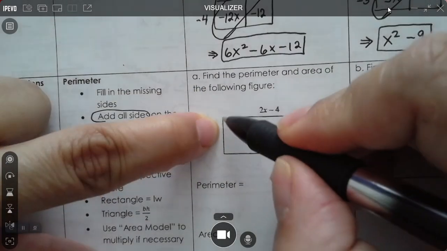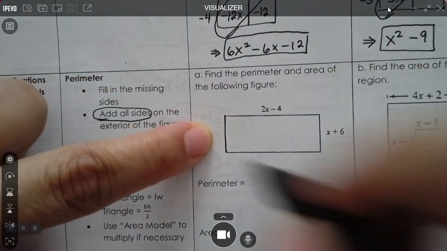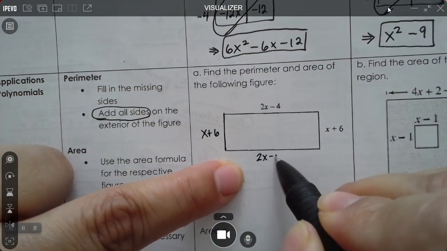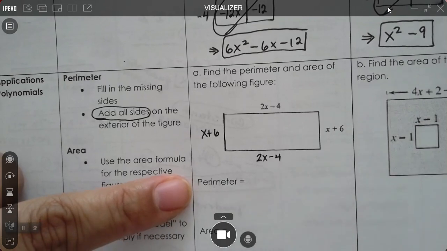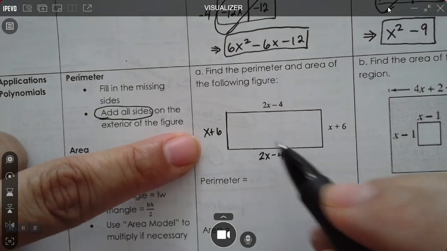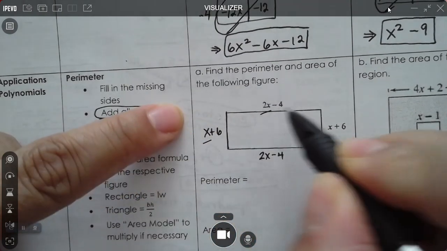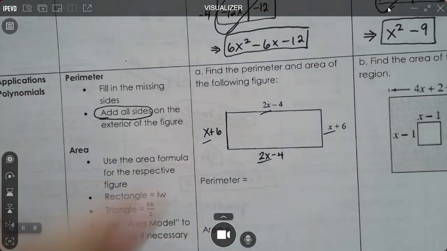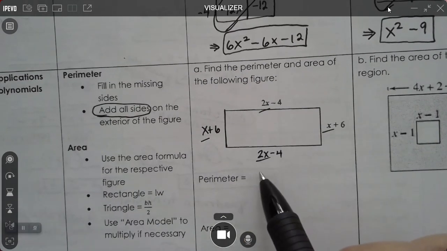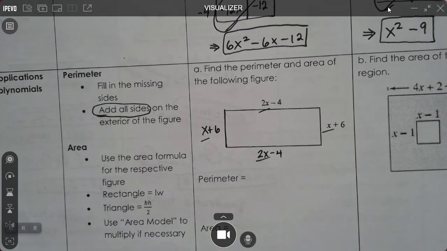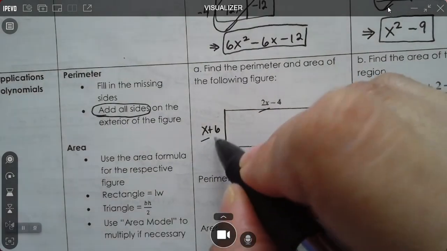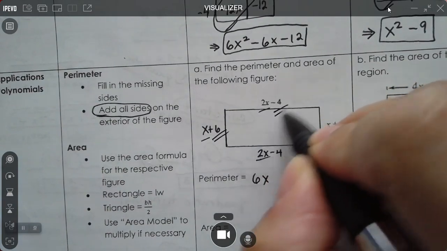So how much is this side? All right, and this bottom side? There we go. And now you just combine all the like terms. So every single one of these has terms with an x. So you need to add them. X plus 2x plus x plus 2x. How many x's you got? Right, correct. 6x. Now you got to do the constants.